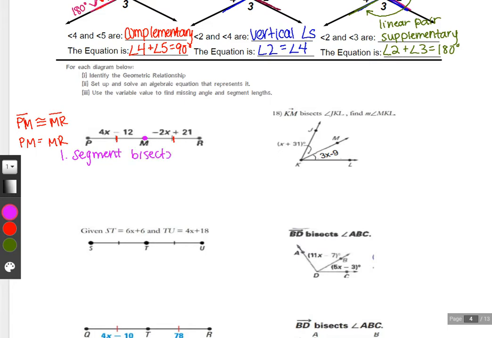Okay, now going back to what I was talking about with the equation, we know that these PM and MR, those two segments should be equal to each other. So when we set up an equation, we should represent that. So the distance for PM is represented by 4x minus 12.